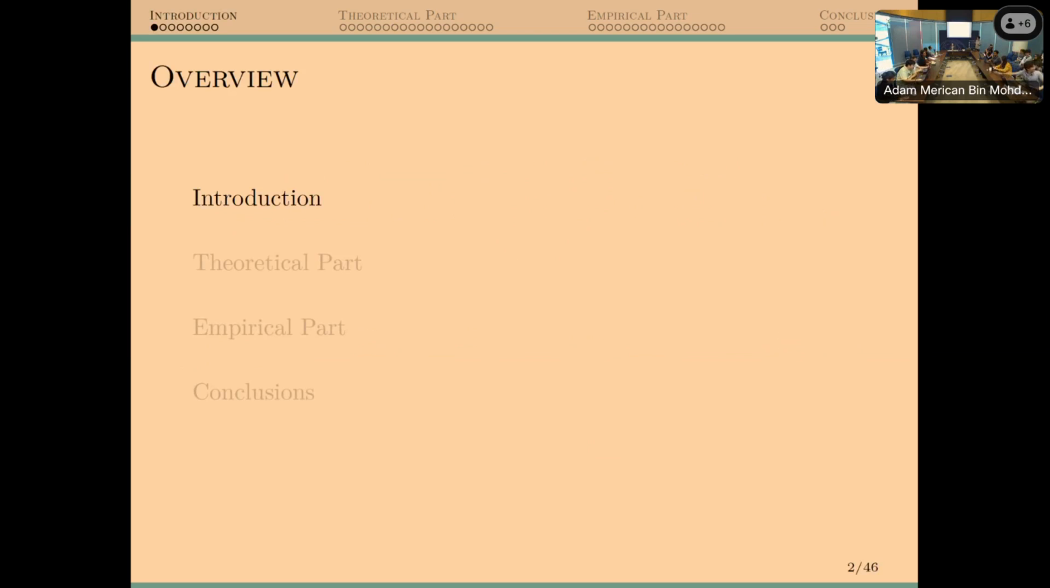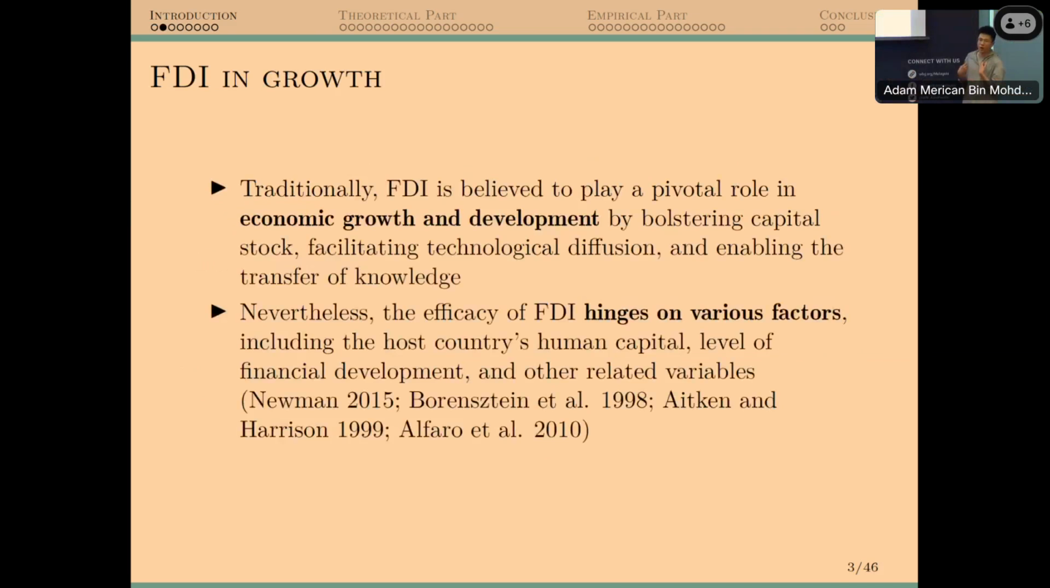Finally I can do. So let's start with the introduction. As we all know, traditionally FDI can promote economic growth and development through bolstering capital stock, facilitating technology diffusion, and enabling the transfer of knowledge. However, the efficiency of FDI depends on various factors, such as human capital of the recipient country, level of financial development, and other related variables shown in the literature.